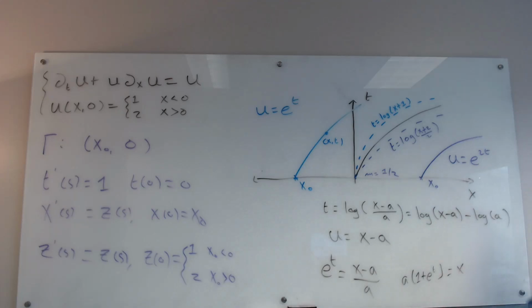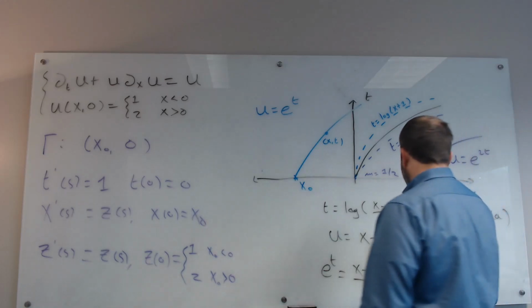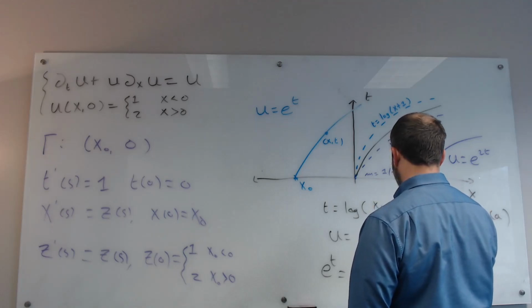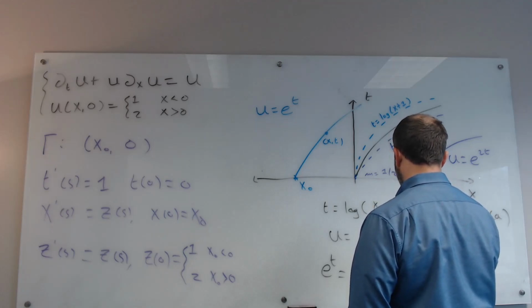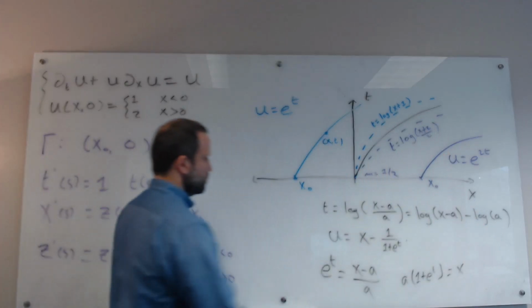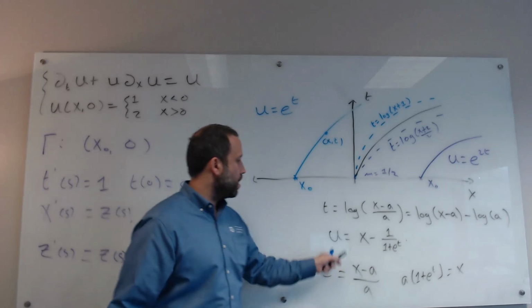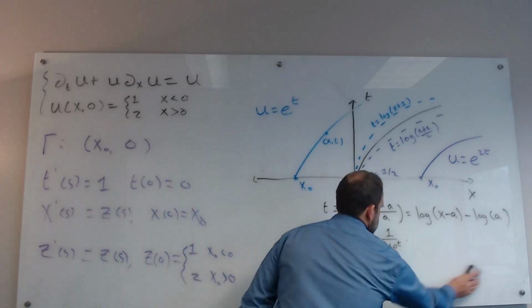So this is equal to x, and now we see a is equal to x over 1 plus e to the t. So this is 1 over 1 plus e to the t. So in this range right here, this is what u is equal to. Okay.